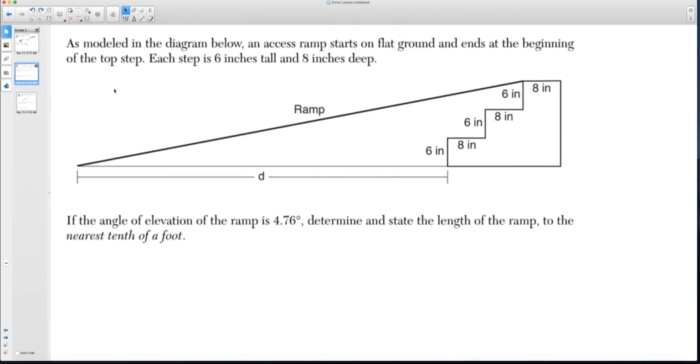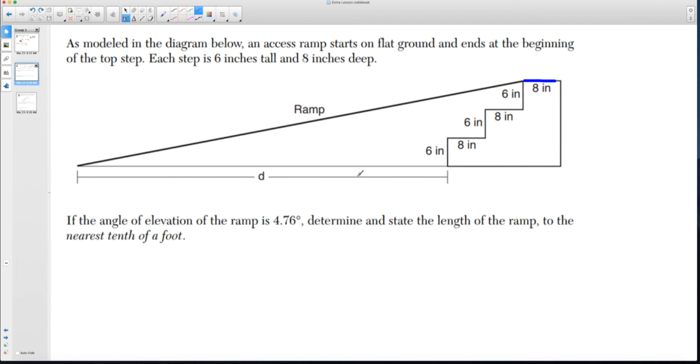So if you want, you could pause the video, try it on your own, and then just kind of scrub through and see if you got it right. Or if you want, you could follow along with me. Either is fine. So we have modeled in the diagram below an access ramp starts on a flat ground and ends at the beginning of the top step. So right here would be our top step. Each step is 6 inches tall and 8 inches deep. 6 inches tall, 8 inches deep.